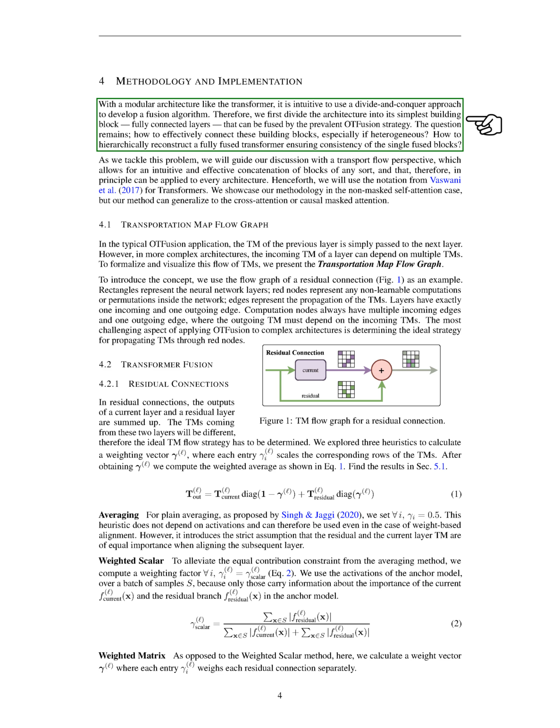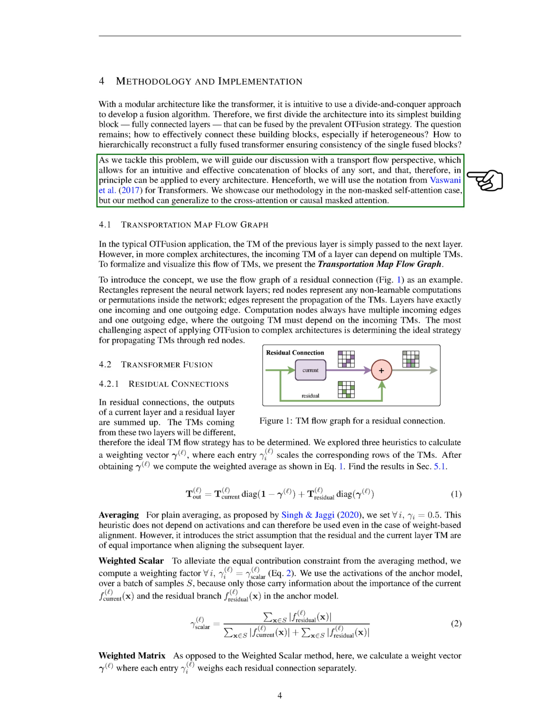With a modular architecture like the transformer, it makes sense to use a divide-and-conquer approach to develop a fusion algorithm. We first break down the architecture into its simplest building block, fully connected layers, that can be fused using the OT fusion strategy. The challenge is how to effectively connect these building blocks, especially if they're different, and how to reconstruct a fully fused transformer while maintaining the consistency of the fused blocks. We'll guide our discussion with a transport flow perspective, which allows for an intuitive and effective concatenation of blocks of any type, and can be applied to any architecture.